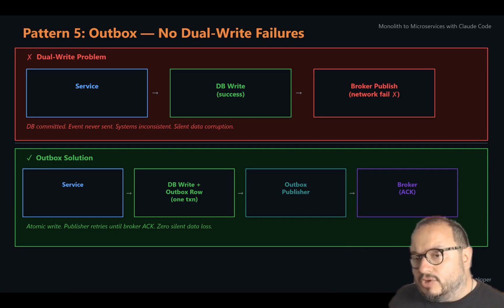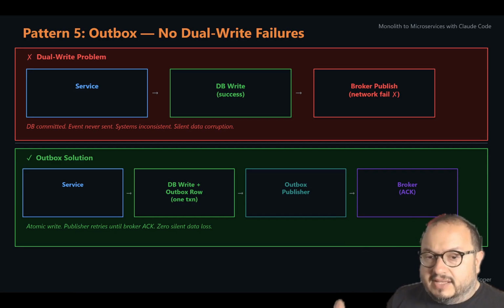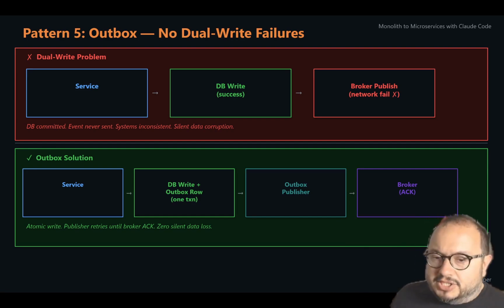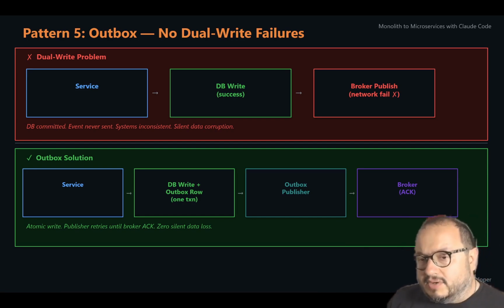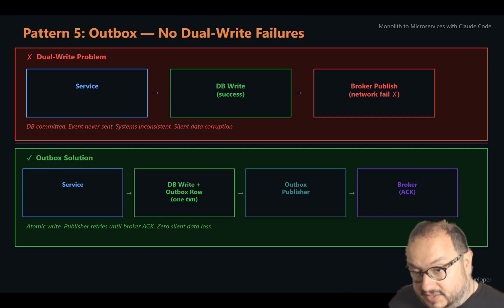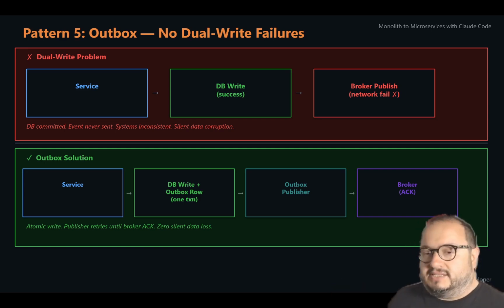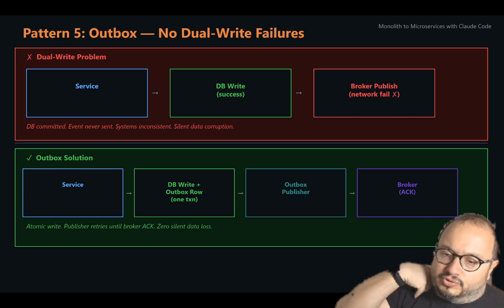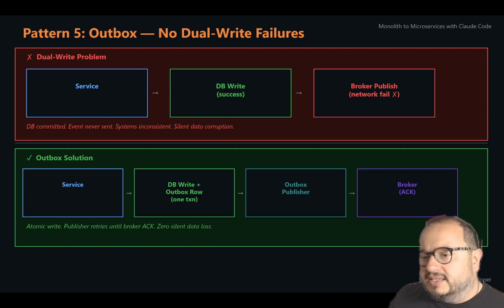The Outbox pattern solves this at the database level. You write your domain change and event record in the same database transaction. Both succeed or both fail automatically. A separate Outbox publisher process reads unpublished events from the Outbox table and forwards them to the broker. Only once the broker acknowledges does the publisher mark the event processed. The result: your service never produces a domain change without a corresponding event, because they are the same transaction. The broker gets events because the publisher retries until acknowledged.